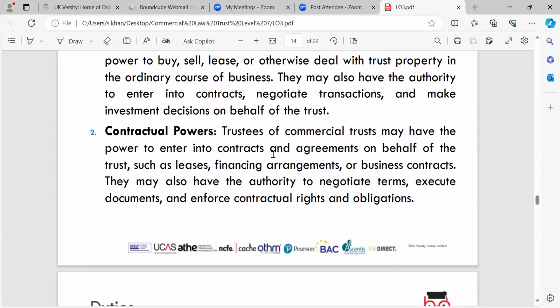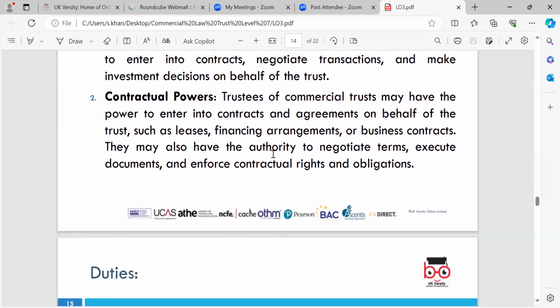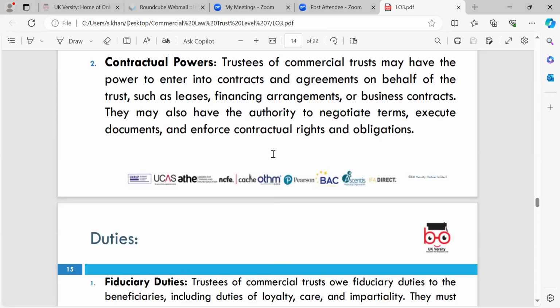trust. Contractual powers. Trustees of commercial trusts may have the power to enter into contracts and agreements on behalf of trusts, such as leases, financing arrangements, or business contracts. They may also have the authority to negotiate terms, execute documents, and enforce contractual rights and obligations.